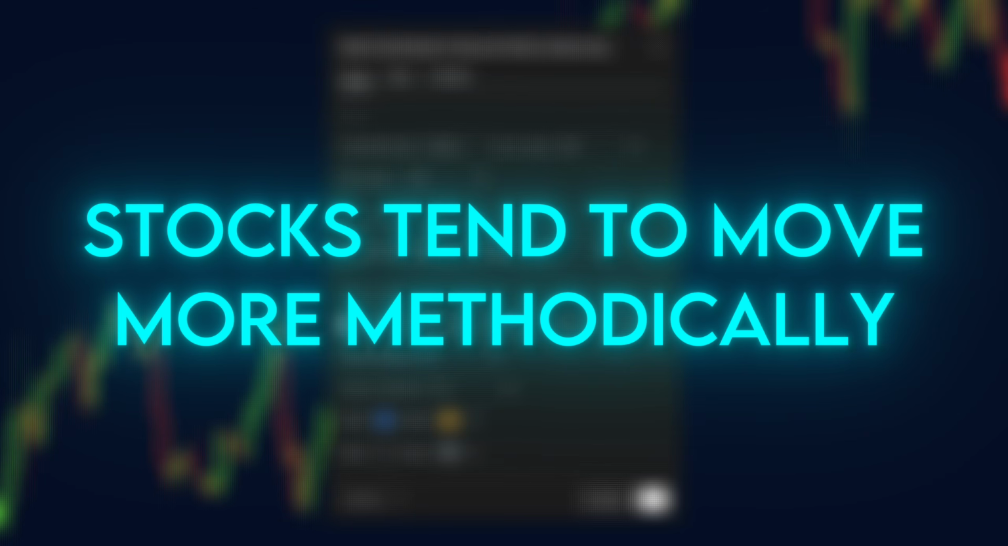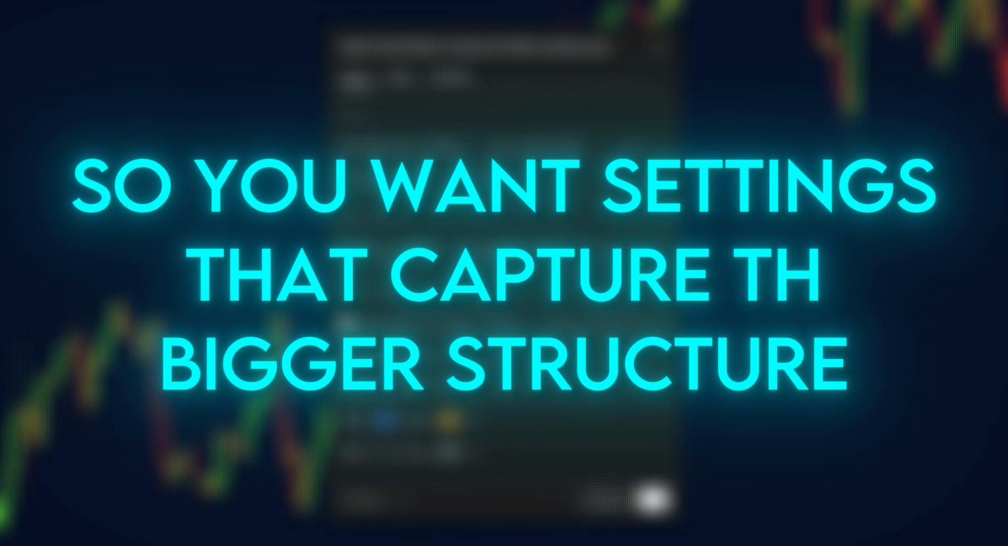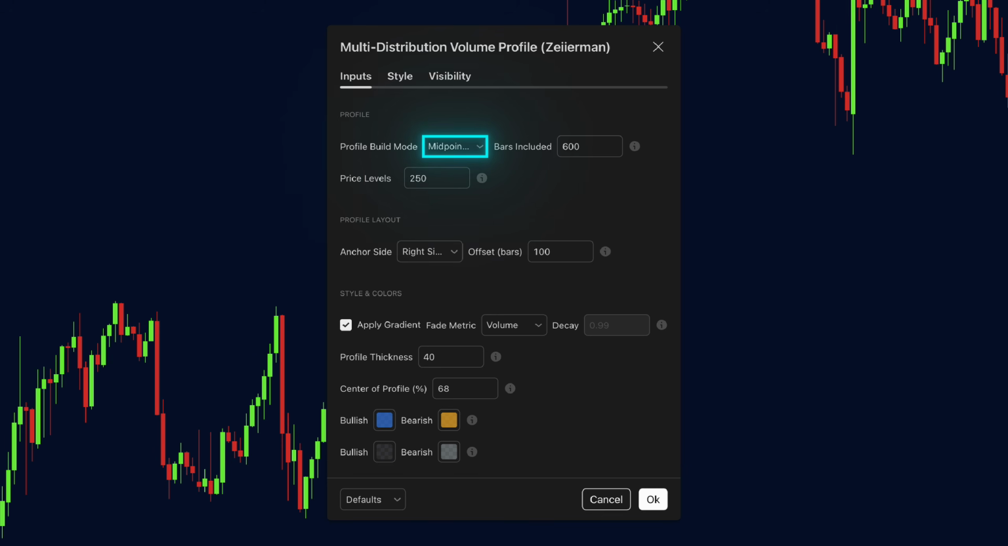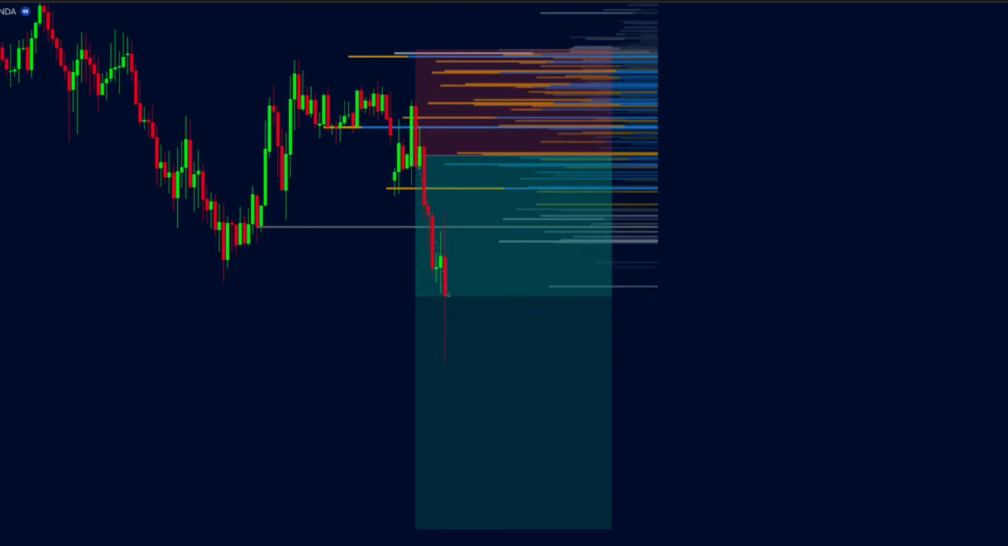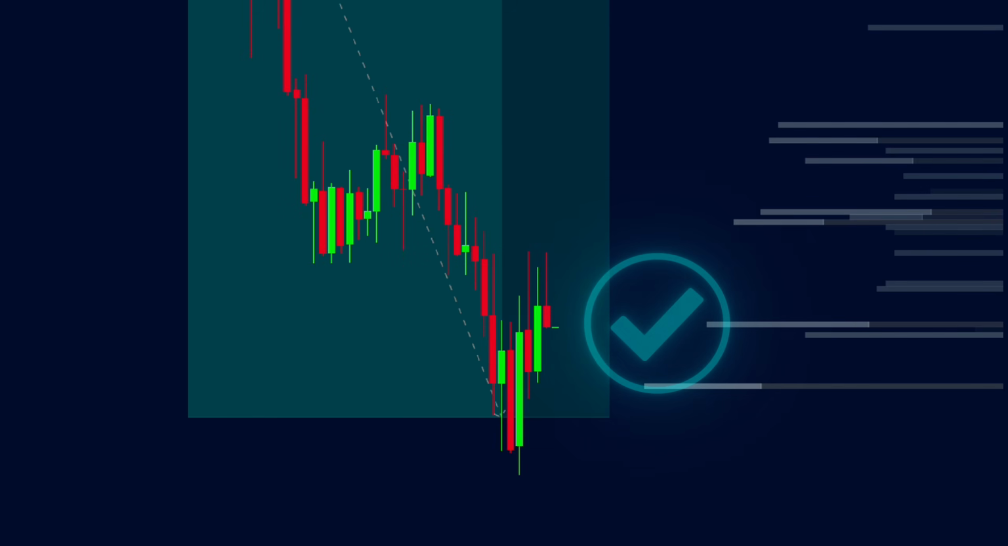Stocks tend to move more methodically, especially during regular trading hours. They respect value areas well, so you want settings that capture the bigger structure. I go with midpoint only or range body only for the build mode, volume for the fade metric, and bars included at 500 or higher. This gives you clean, well-defined levels that hold up over multiple sessions, perfect for swing trades or position entries.